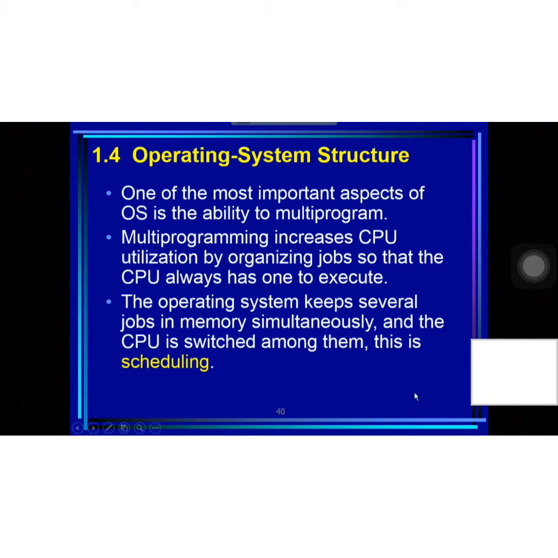Since, in general, main memory is too small to accommodate all jobs, the jobs are kept initially on the disk in the job pool. This pool consists of all processes residing on disk awaiting allocation of main memory.